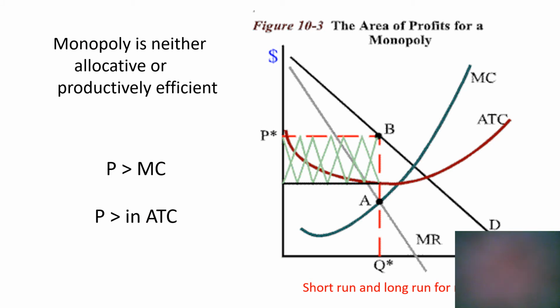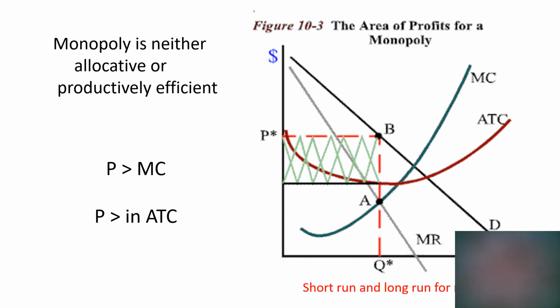Now we're ready to talk about a monopoly. The characteristics of a monopoly are a single seller, a unique product, they set their own price, and the barriers to entry are high. Access to information is probably limited. We take a look at the graph.